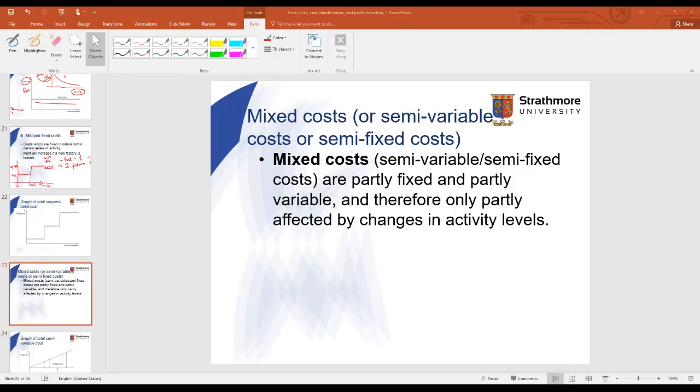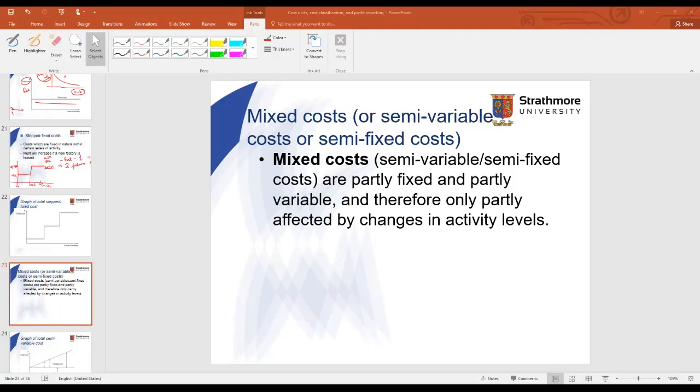Therefore, their pay remains fixed. However, beyond a certain level of activity, the company will be paying them overtime, and this overtime is based on the number of units they are producing. For every extra unit that they produce, maybe the company pays them an overtime of, let's say, $1. So it remains fixed, however it becomes variable beyond a certain level of activity.